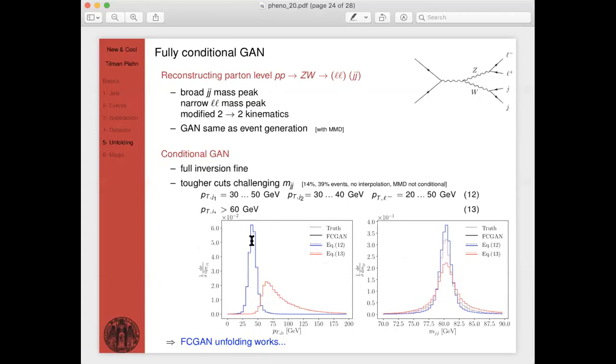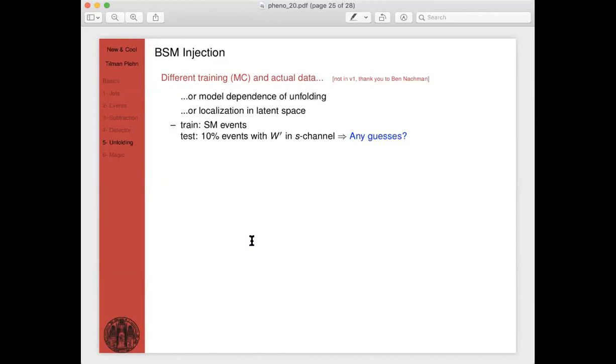The whole lesson to take home is that sometimes there are problems with the simple generative networks, but we can circumvent them by making a better network, and talking to network people helps there. One thing that was suggested by Ben is, okay, if you can do that, what happens if you train on some model and then your test data has a mass peak, for example a W prime in the s-channel? Any guesses what's coming up? Well, I wouldn't show it to you if our network had screwed it up.